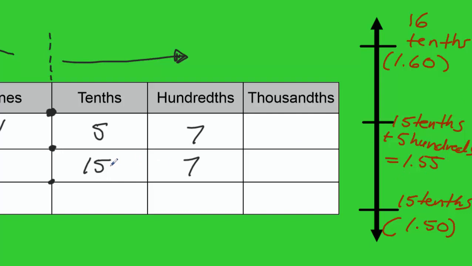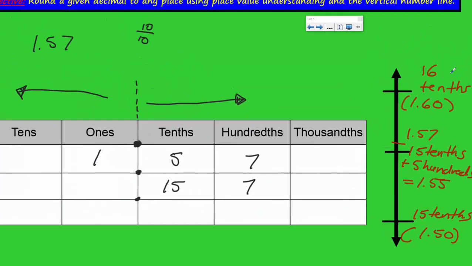However, our number is 15 tenths and 7 hundredths. That's going to put us just a little bit above that. So by showing this on the vertical number line, we can see that that number would be rounded to 16 tenths because the 1 and 57 hundredths goes just beyond the midway point.